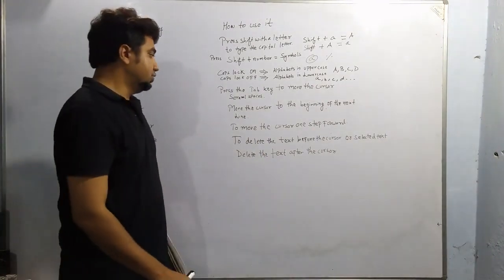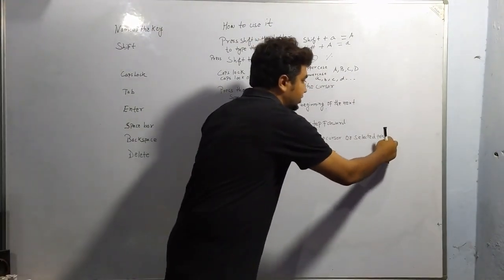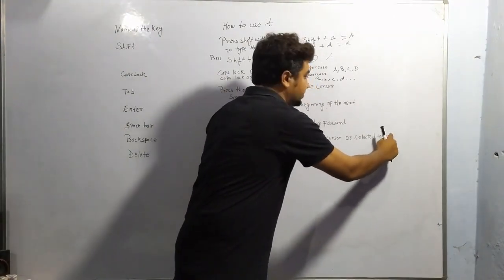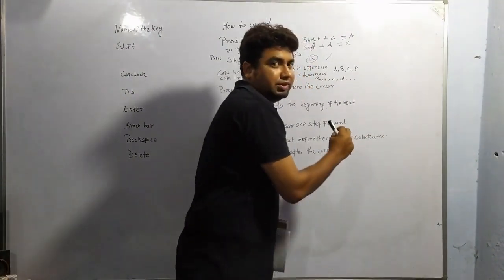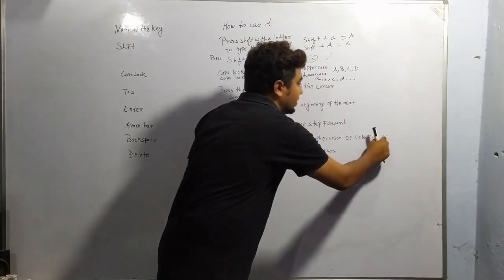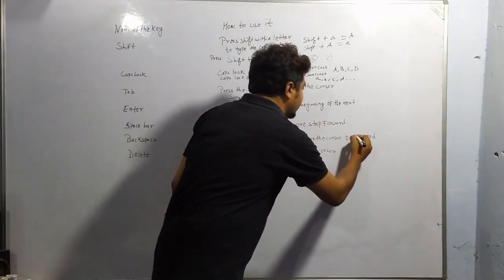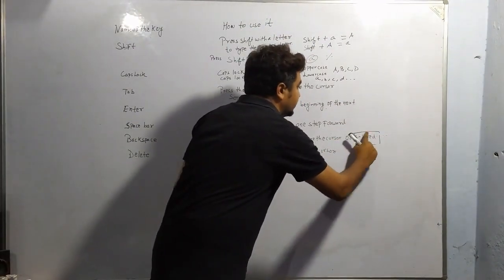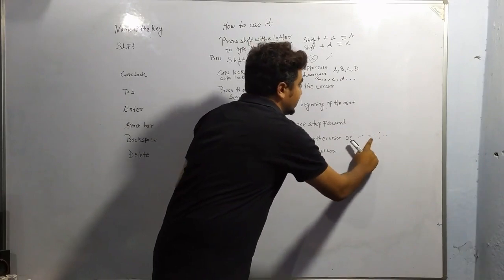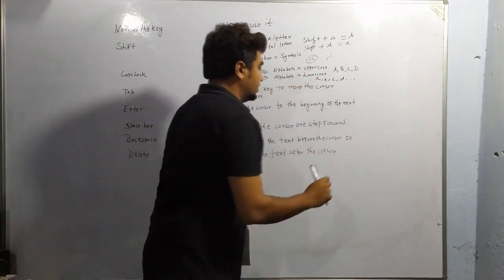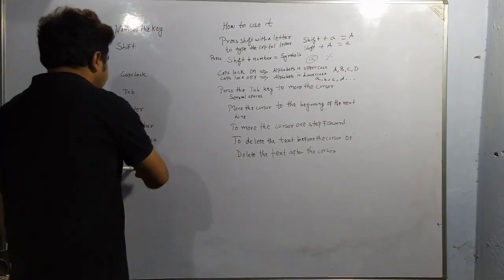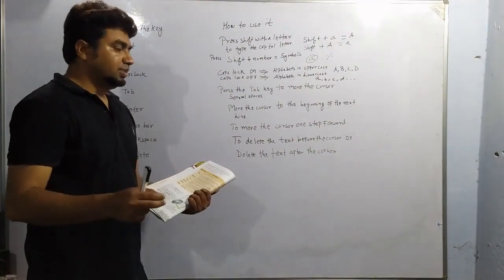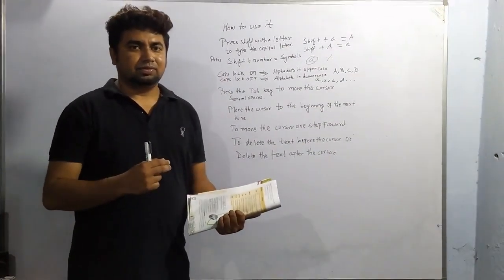Backspace. Backspace is used to delete something. If I have to delete T, I will press backspace once, so this T will be deleted. If I have selected all the text, the selected text will appear like this, and if I press backspace, the whole thing will be deleted in one go. Delete. Delete deletes the text after the cursor.